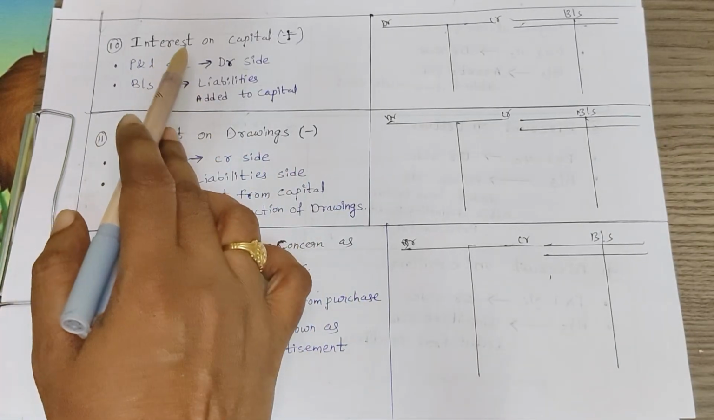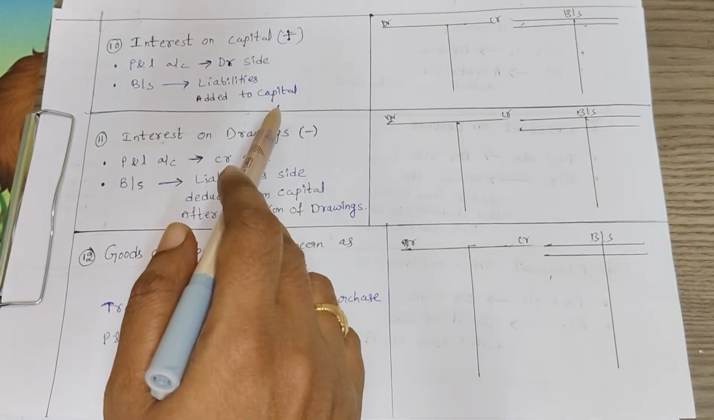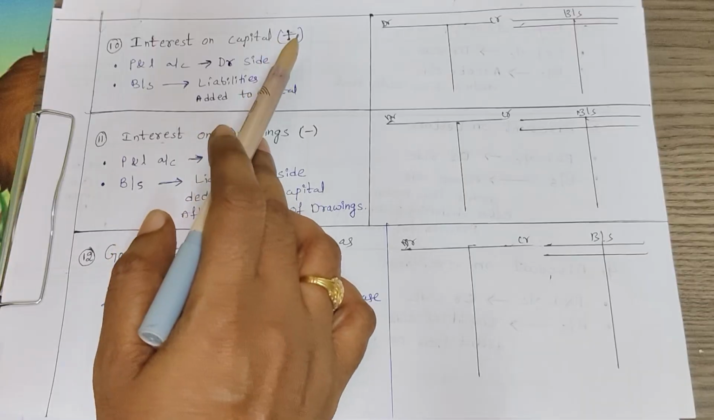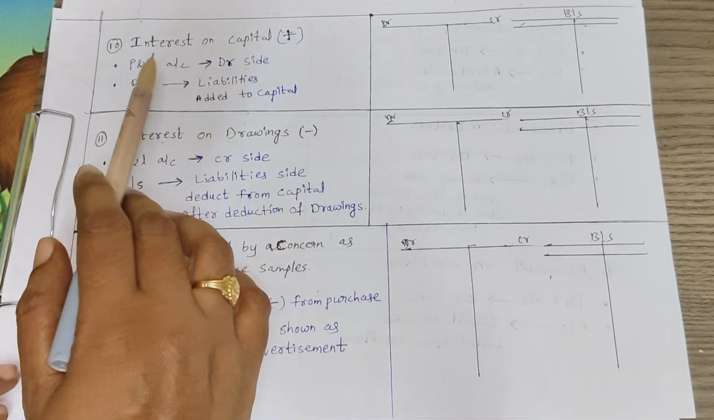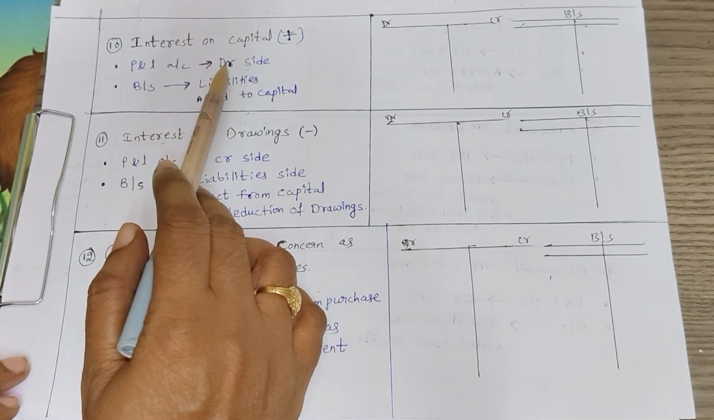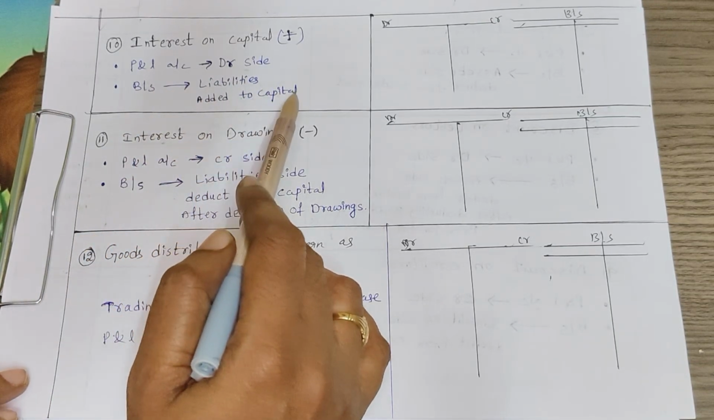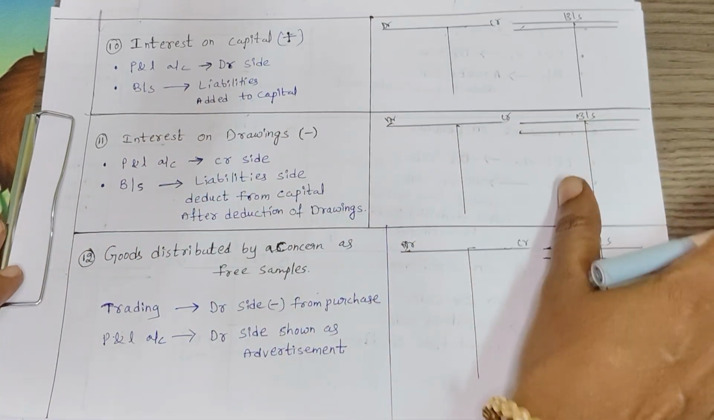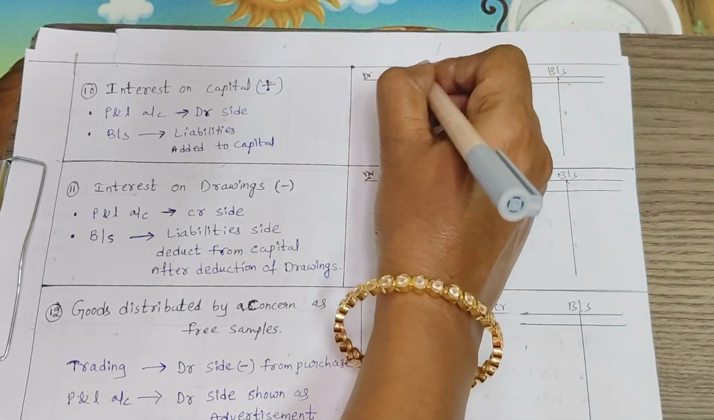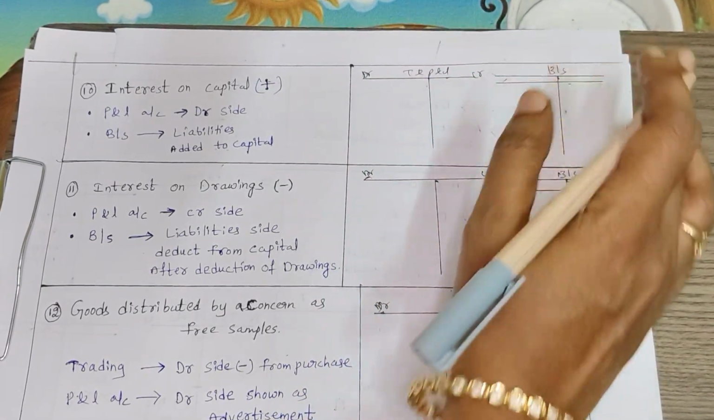Okay. Next one, interest on capital. So if you have interest on capital in the adjustment, what are the two effects? One is profit and loss account debit side. Other one is balance sheet liability side. We need to add to capital. Okay. So here we have trading and profit and loss account. Here we have balance sheet.